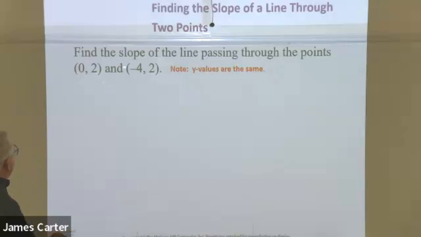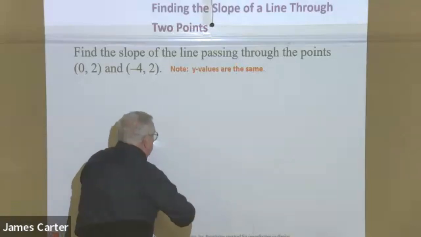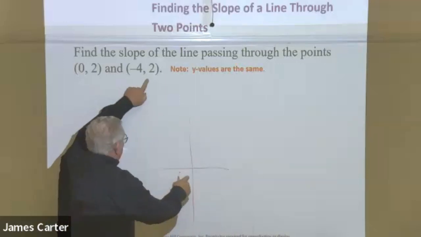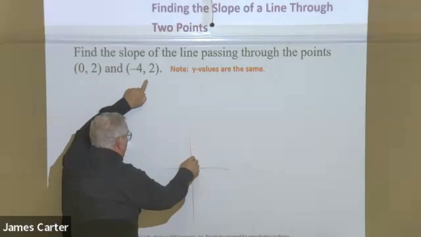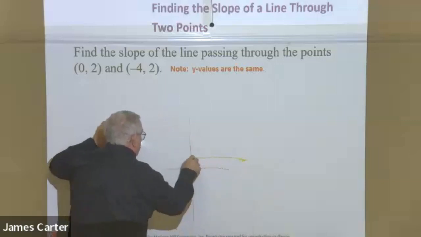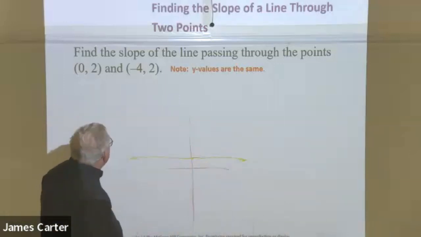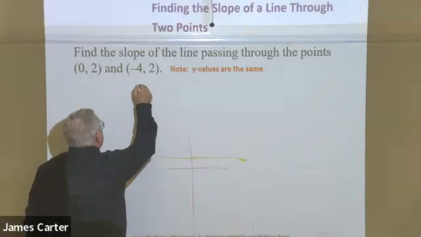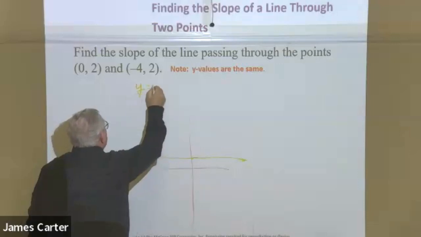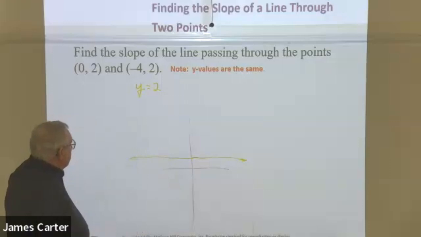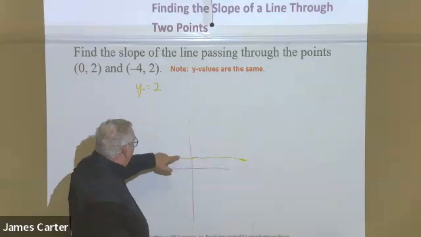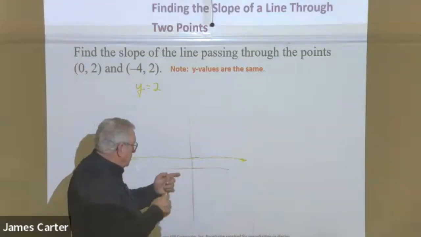In this case, note that the y values are the same. Okay? Graph paper. Go up 2 spaces high for y and draw your line. Okay? This is a horizontal line. What is the equation of this line? The equation of this line is y equals 2. That defines this horizontal line as being 2 high no matter what the x value is.